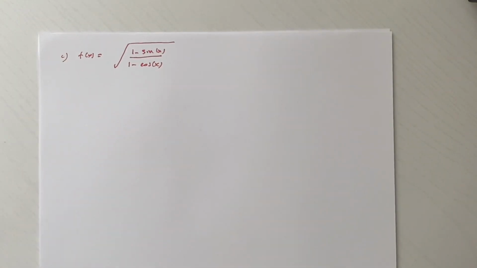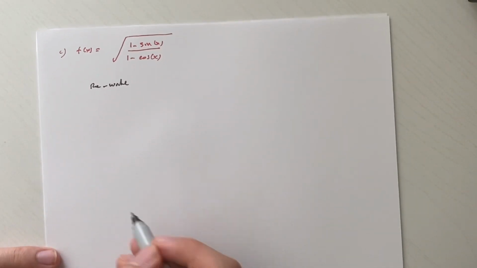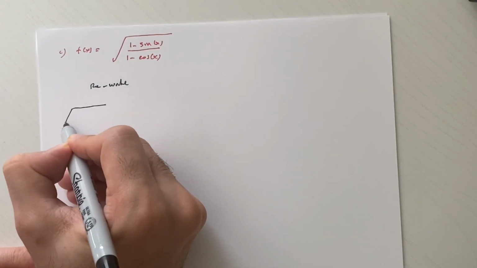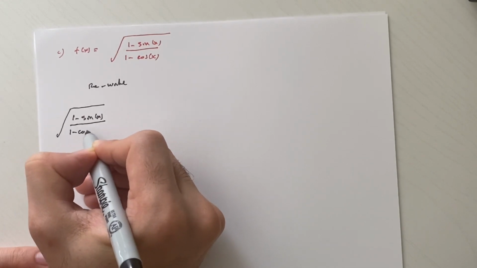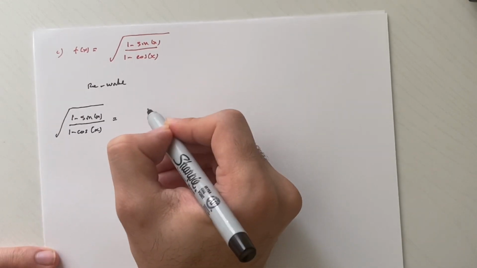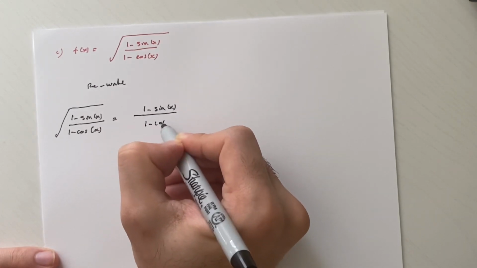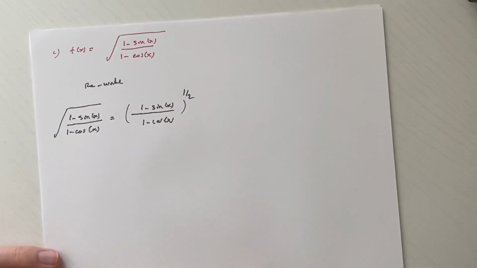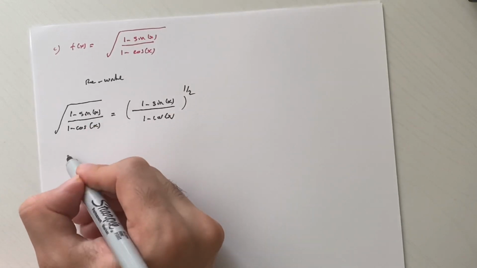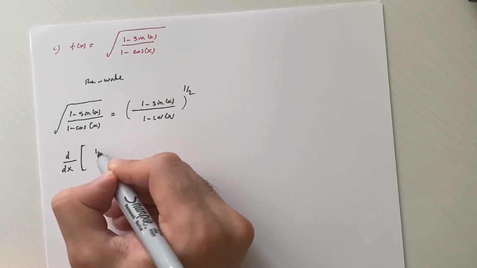Now we have c of x equals the square root of 1 minus sine of x over 1 minus cosine of x, and we want to take the derivative of that function. First, we need to rewrite the function. The square root of 1 minus sine of x over 1 minus cosine of x can be written as 1 minus sine of x over 1 minus cosine of x, all to the power of half. Now we are ready to apply the chain rule to take the derivative.